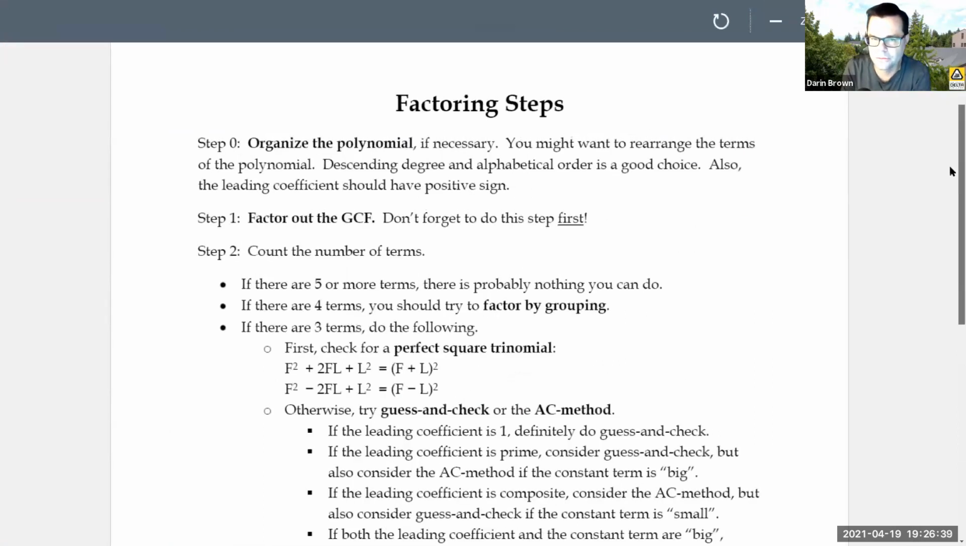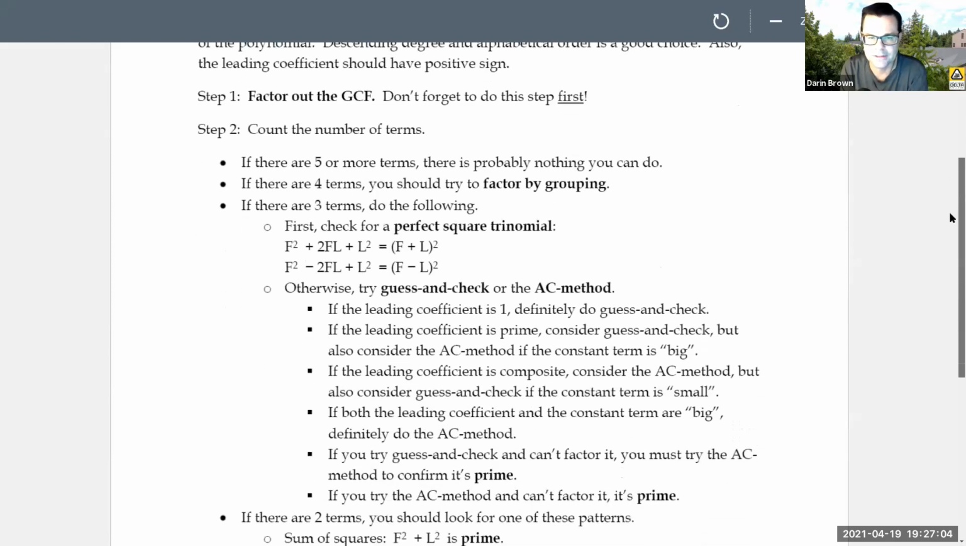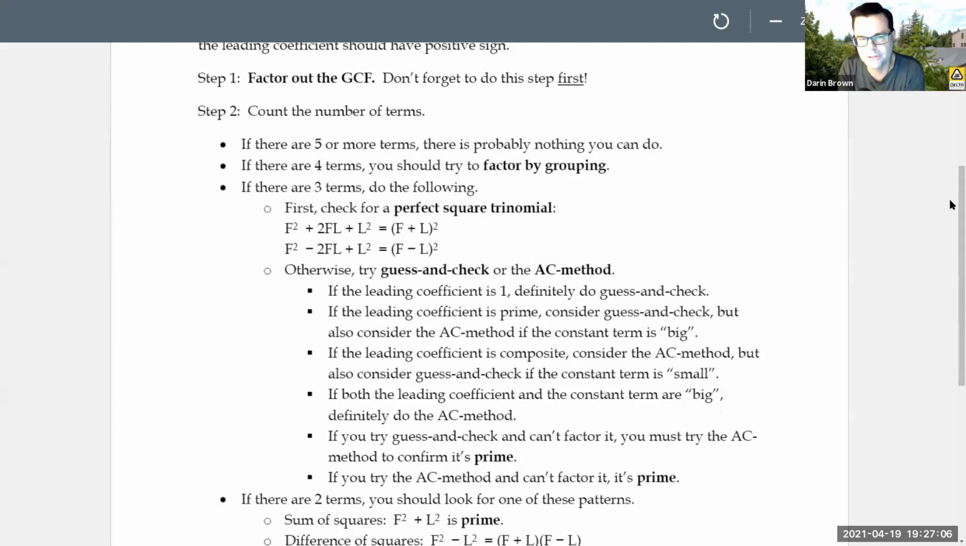Organize the polynomial. Most of the time you won't have to do this. Rearrange the terms, get everything in order, and factor out the leading negative sign if there is one. Always remember GCF, super important. This is probably the most common mistake on factoring problems: number one, forgetting to factor out the GCF. So check that first, then work based on the number of terms.